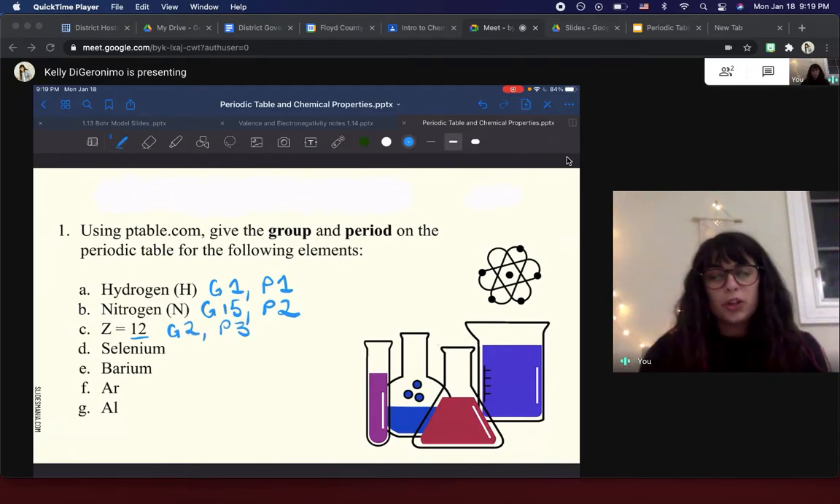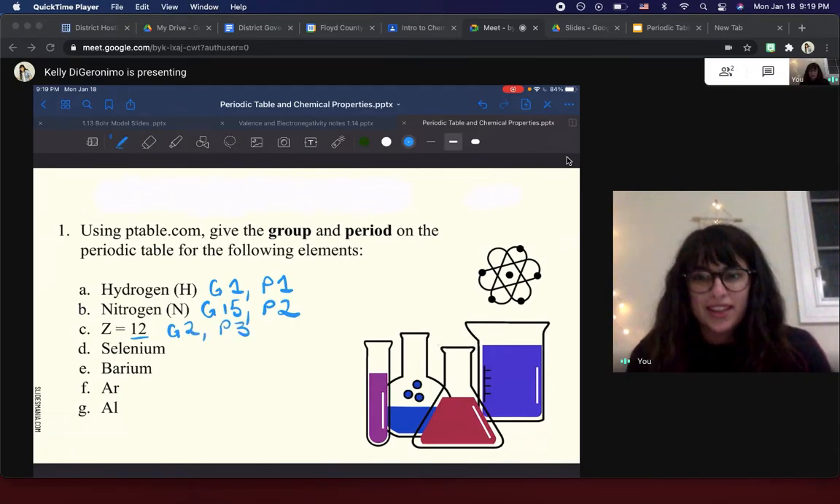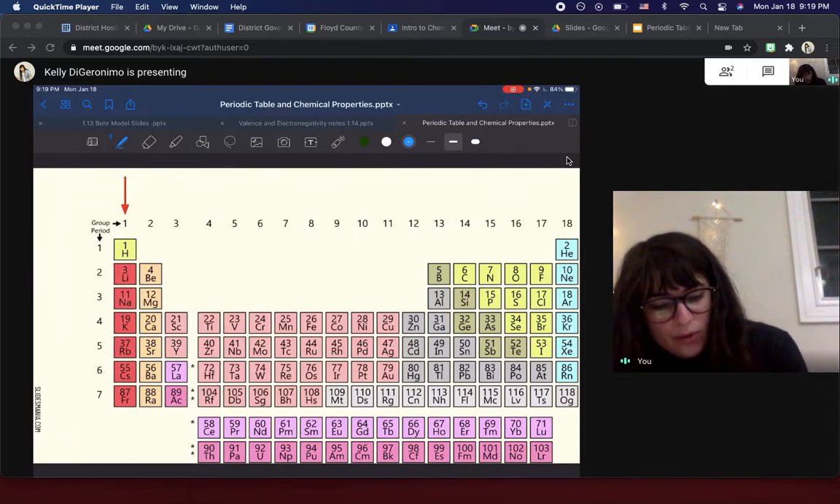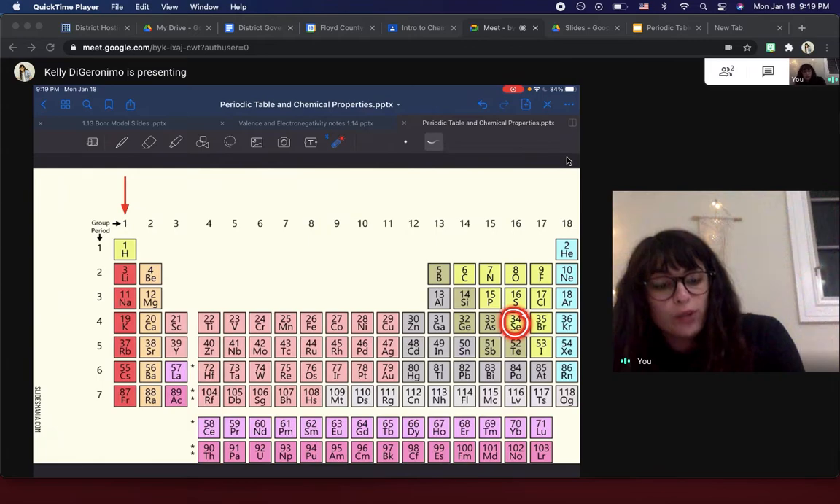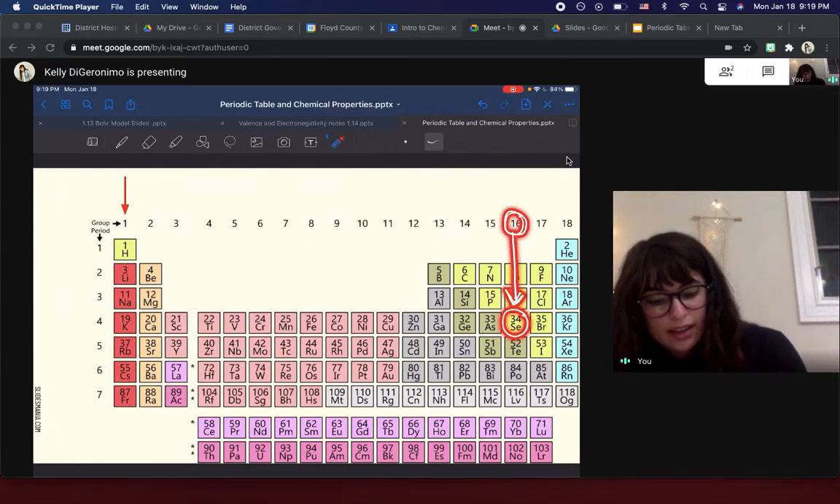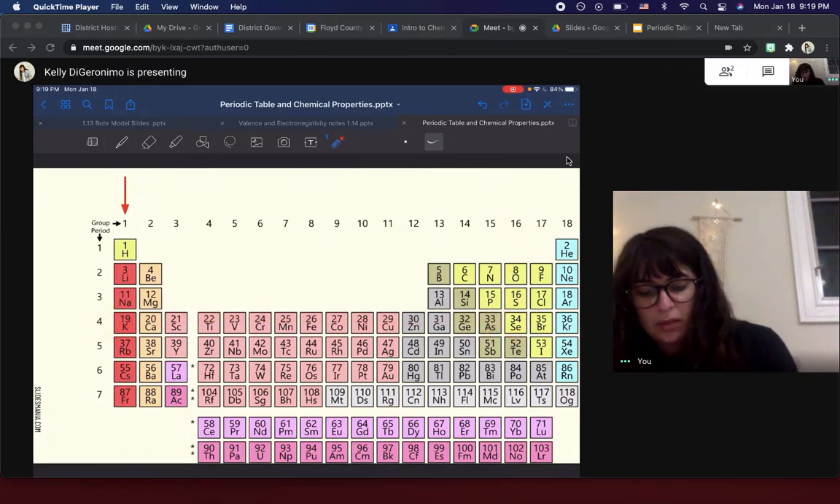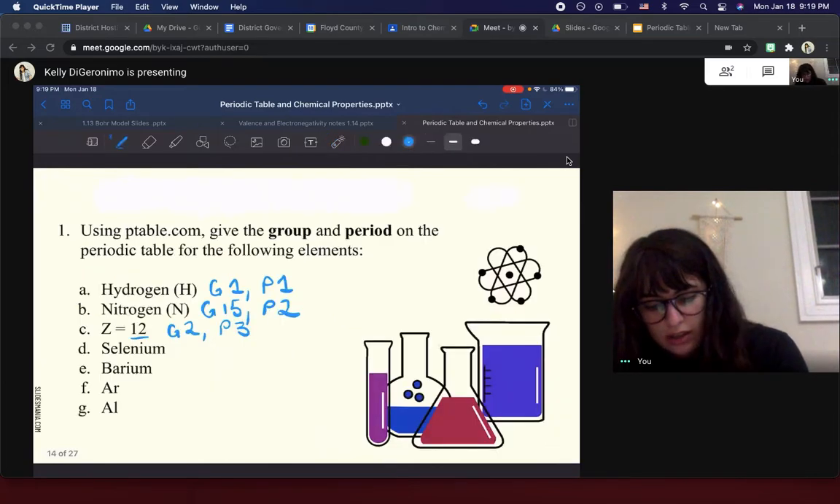We've got 4 more to do because I want to make sure that you guys are pros at this. Selenium. Let's check it. Selenium is all the way on the right over here. It's atomic number 34. It's in group 16. And on the left, you can see that it's in period 4. Group 16, period 4. Let's write that down.